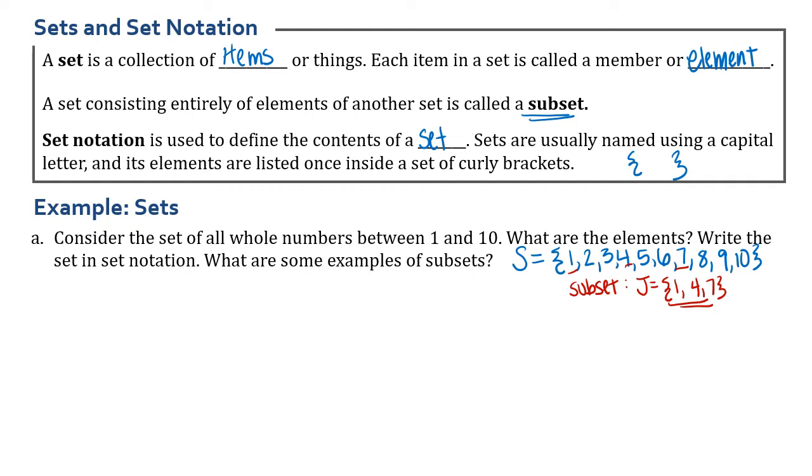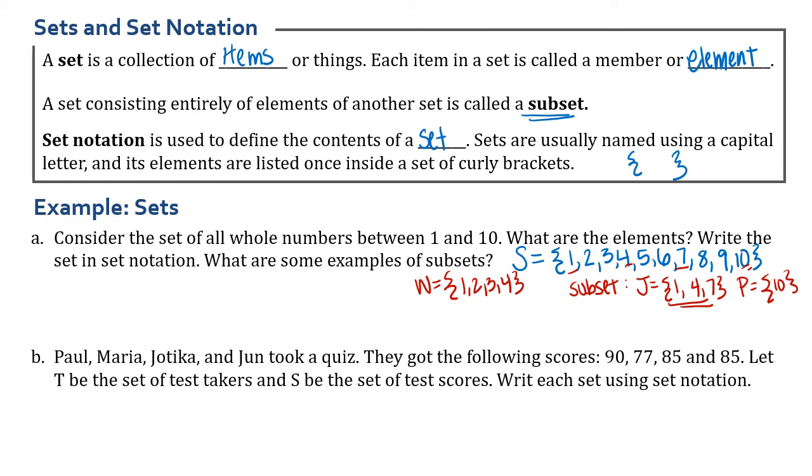Another subset we'll use W, is 1, 2, 3, 4. Everything in W is also in this large set. So W and J would be subsets of S. Another subset, we'll call this P, would be just the number 10. Again, all elements in P, which is just 10, is an element in the larger set. So P is a subset of S.